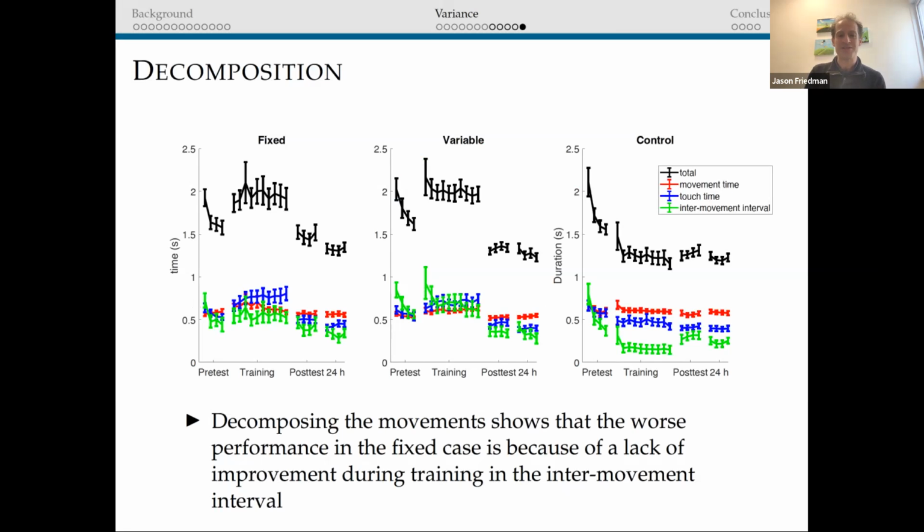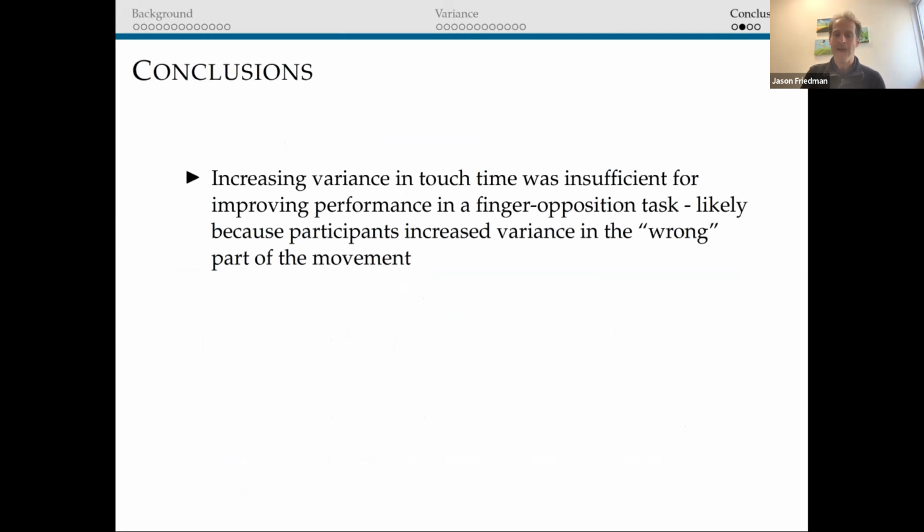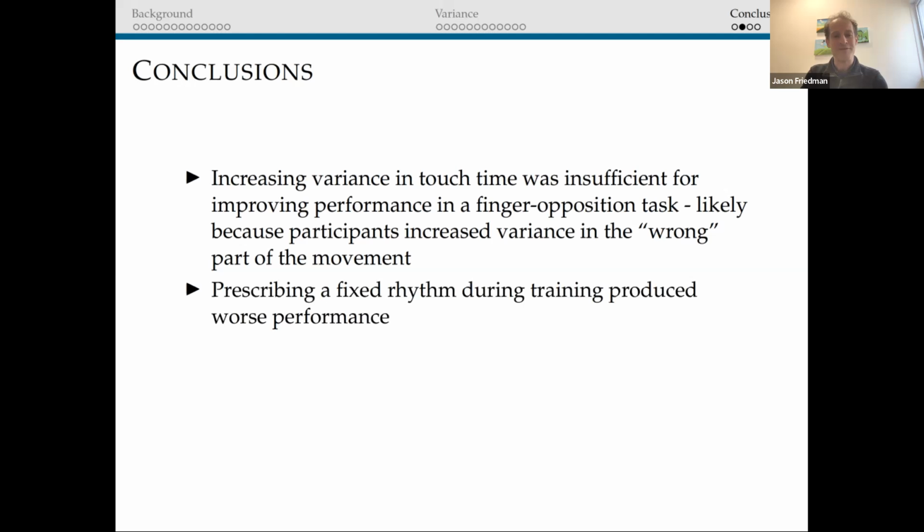So it appears that the reason why this increase in variability maybe didn't help them is because they channeled this increase of variability into the movement time rather than into the intermovement interval. So in this study, we found an increase in variance in the touch time was insufficient for improving performance, probably because they increased the variance in the wrong part of the movement, or at least where we would have preferred them to increase it in another area. And prescribing a fixed rhythm during the training produced much worse performance, and significantly worse than the control group.